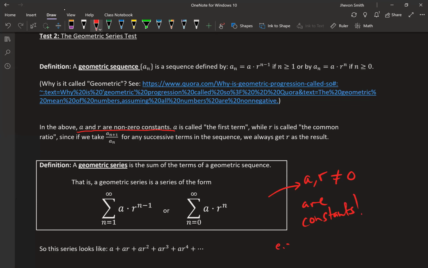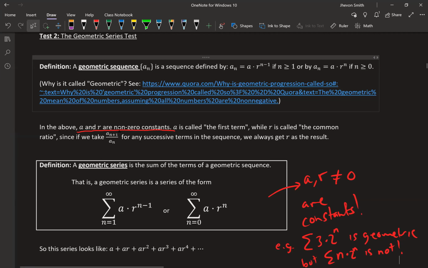So for example, the series 3 times 2^n is geometric. But something like the series n times 2^n is not. That's because the n is in the a position and it's not a constant. So it's very important that the a and the r are constants.